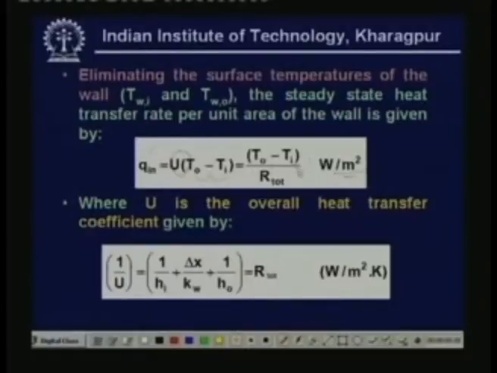So U is nothing but 1 by total resistance, right? All the resistances are summed up, and the inverse of the resistance is your overall heat transfer coefficient. We have seen that the expression for overall heat transfer coefficient for this homogeneous wall is given by this. This is the inner convective and radiative resistance. This is the resistance offered by the wall. This is the outer convective and radiative resistance. These three resistances are in series, so you add them up, find out the R total, and the inverse of R total will give you the value of U. Once you know the value of U and outer and inner dry bulb temperatures, you can calculate the steady state heat transfer rate.